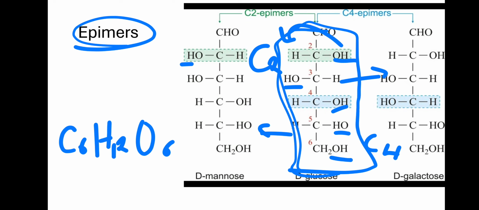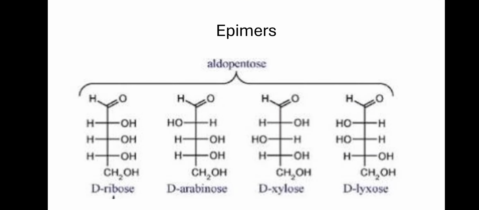And then once you know that linear structure, just know that if you change the orientation of the OH, take it to the left side at C2, you've made mannose. Bring back that OH to the right side, but change the OH on C4, then you're going to have galactose. Right. So again, more examples of epimers.